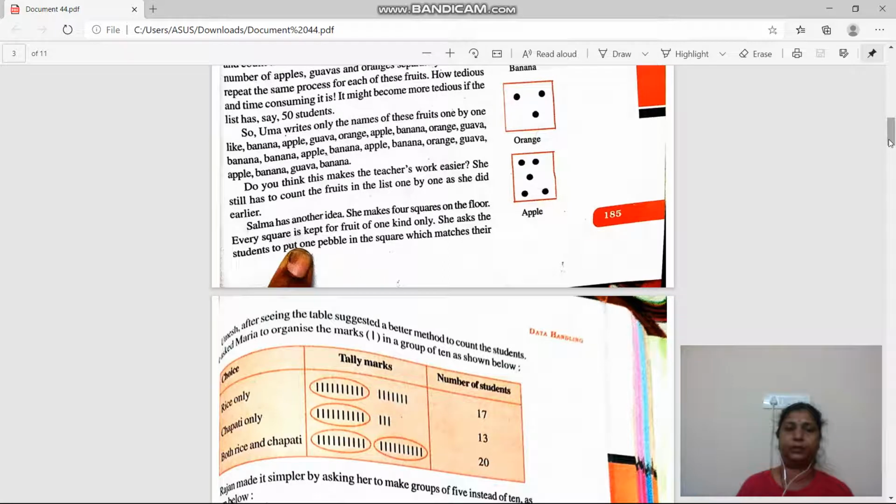number of students, right? The next improvement is, instead of using tick marks, here using the standing line, and this standing line, one standing line is a tally mark. Okay, and its plural is tally marks. Okay, so these are the tally marks.